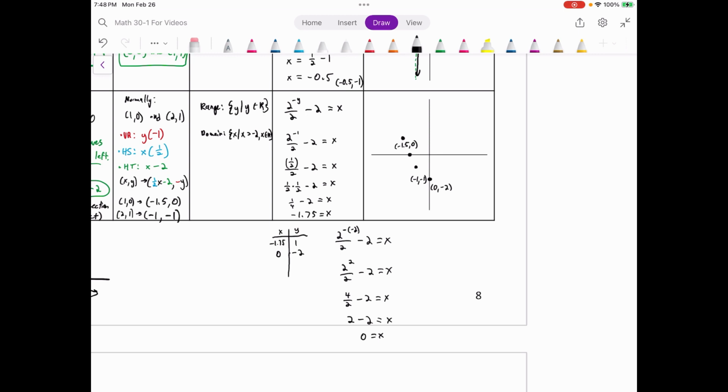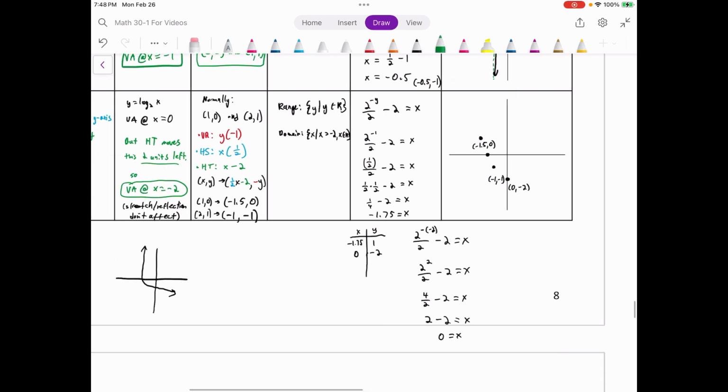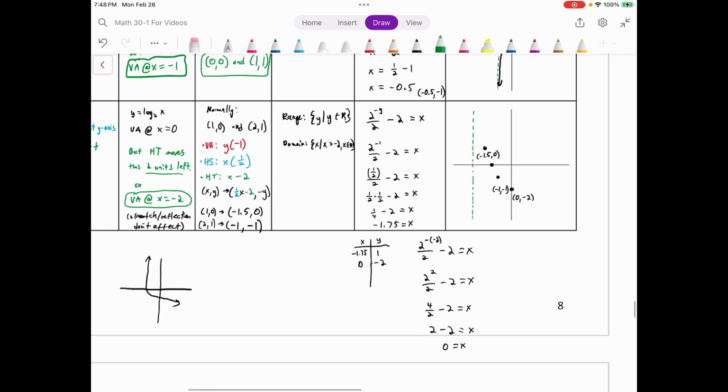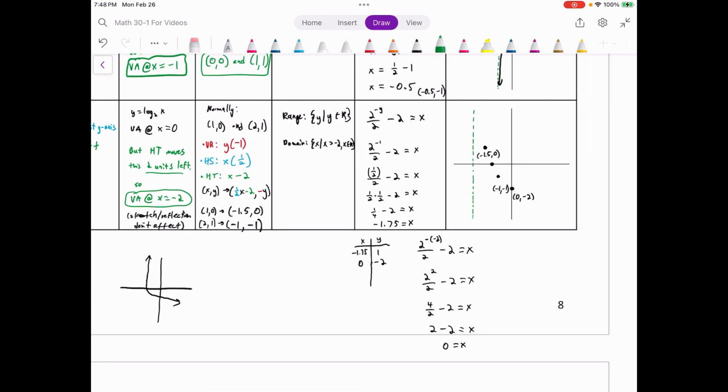Okay, and you could keep doing this for more and more points, but you can kind of see the shape that this graph is headed, right? Especially knowing the general shape of a logarithmic graph. So let's fill in some of our key features, and then I feel pretty good about sketching the shape of this graph. So we'll put in our vertical asymptote at x equals negative 2. So VA at x equals -2.